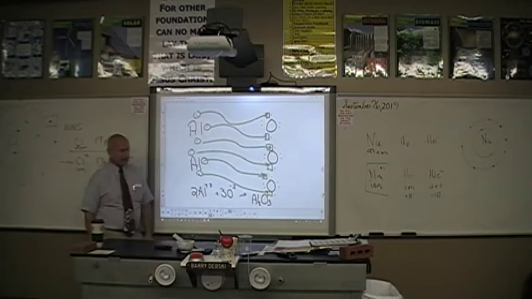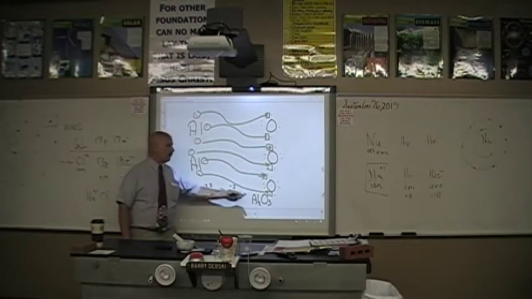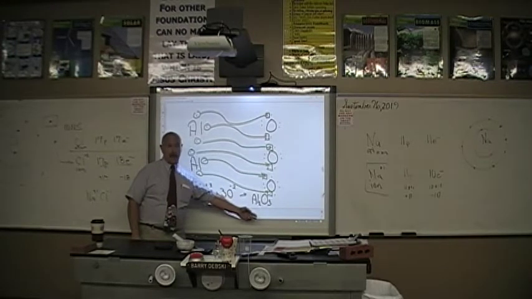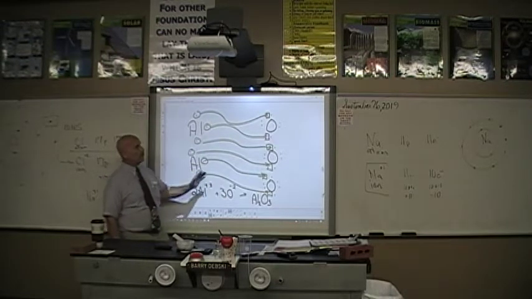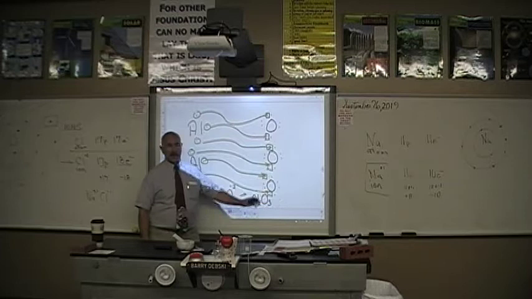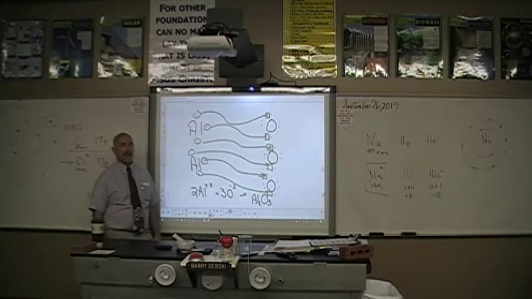Al2O3. Okay, it's still metal, non-metal, ionic compound. We're losing electrons on this side, we're gaining electrons on this side. We're transferring electrons. This is what ionic compounds are called.